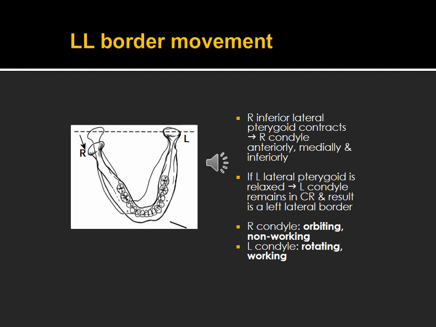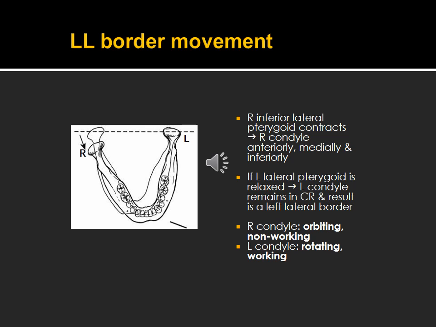The second border movement after sagittal border movement is horizontal border movement. In this slide, we will see how horizontal movement happens and how we can see it. R on the figure is the right side, L is the left side, and the patient is trying to move his mandible toward the left side.